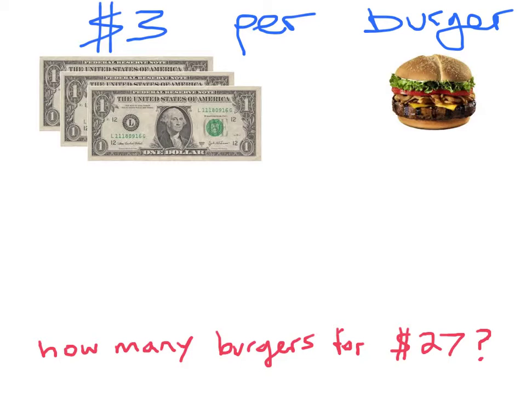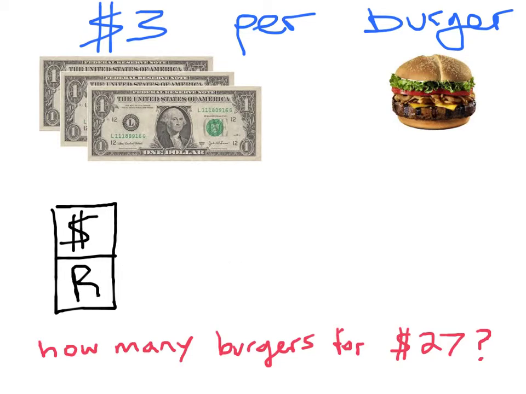It costs $3 per burger at a restaurant. How many burgers can you buy for $27? To solve this, just like with ratios, I'm going to start with a rate box here. And in my rate box, I'm going to put the dollars for burgers, so that's my guide. And then I can extend this table out and write some equivalent ratios.